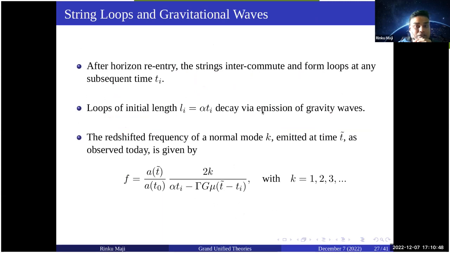Now if they re-enter the horizon, they can intercommute and form loops, and they can decay via the emission of gravitational waves. We can break the loop into normal modes, and the frequency will be given by this formula. Here k is the number of the mode, and this is the length of the loop at the time of the emission of the gravitational wave t tilde, and ti is the loop formation time. And this is the redshift that this frequency will suffer. So this is the initial frequency, which will be redshifted by this amount.